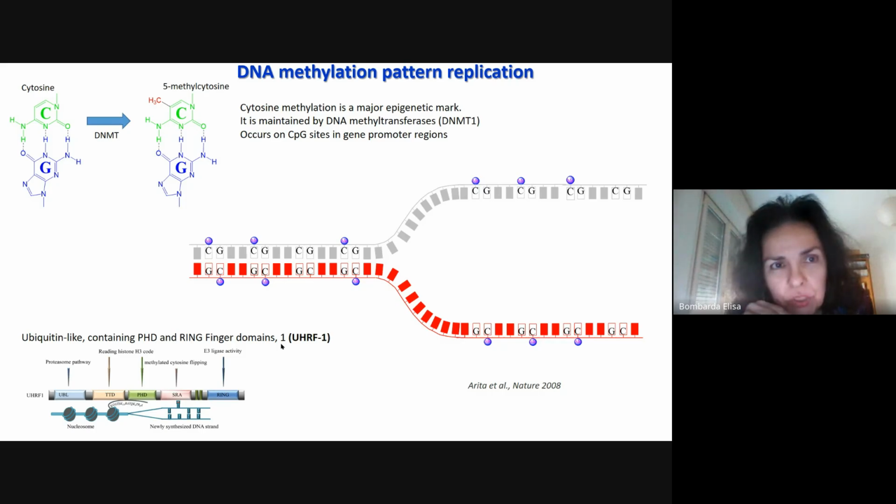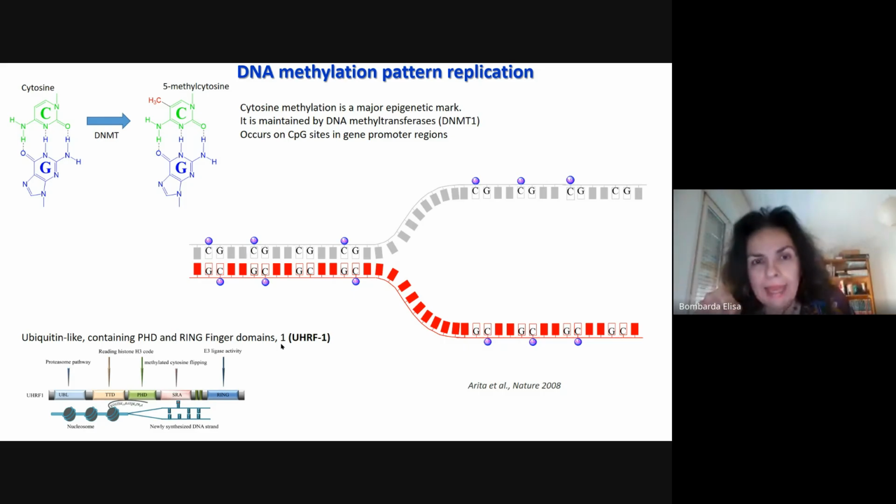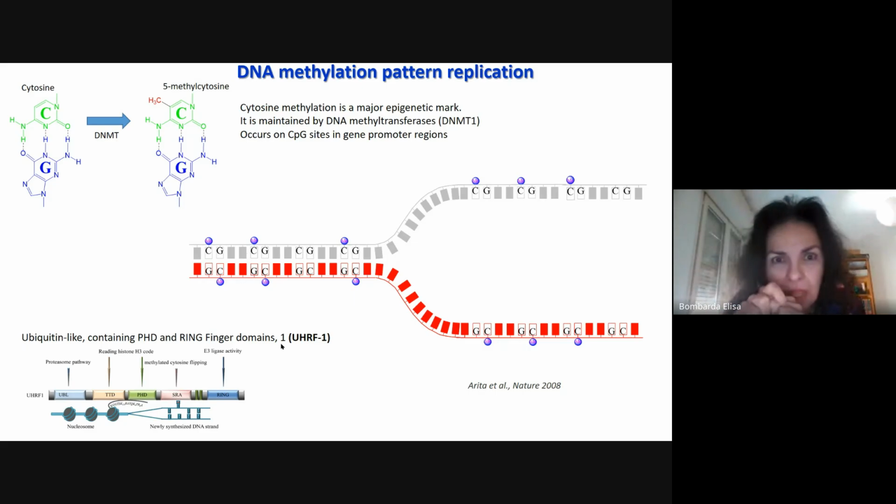But before, I just want to say that, as we saw, methylation is quite important. And the DNA methylation pattern, of course, also needs to be replicated. Because if you want to build a tissue, we need a lot of cells, and all these cells have to have the same methylation pattern, because they have to produce the cells that make up this particular tissue.